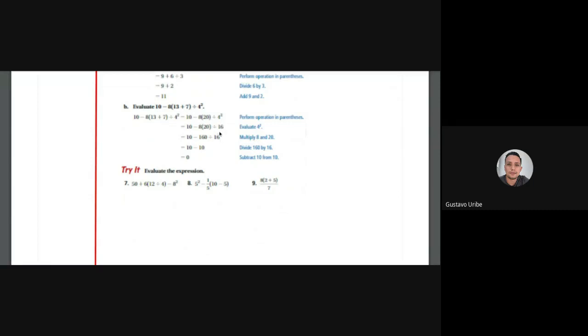Again, following PEMDAS, now we're going to multiply, because if you go from left to right, we see multiplication first. So 8 by 20 gives us 160. That's why in this step you see the 160. And now we are going to divide according to PEMDAS. This right here will just give us 10. And then finish off the problem. 10 minus 10 will give me 0.